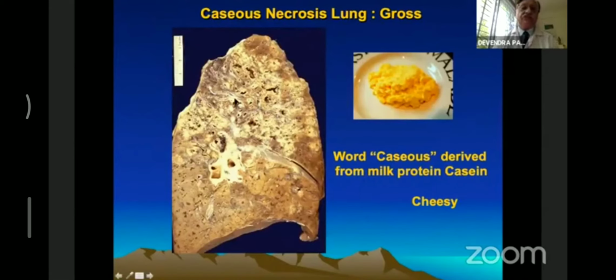Caseous necrosis seen in the lung. These are the yellowish white cheesy deposits which are there in the lung. Gross examination. The word caseous is derived from casein. Casein is a milk protein, and cheese is derived from milk. That is why we say caseous necrosis.